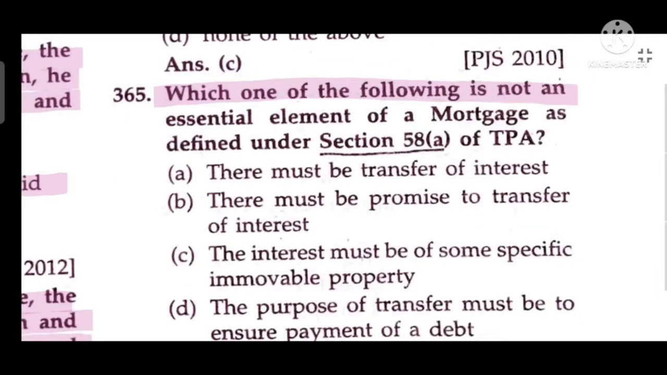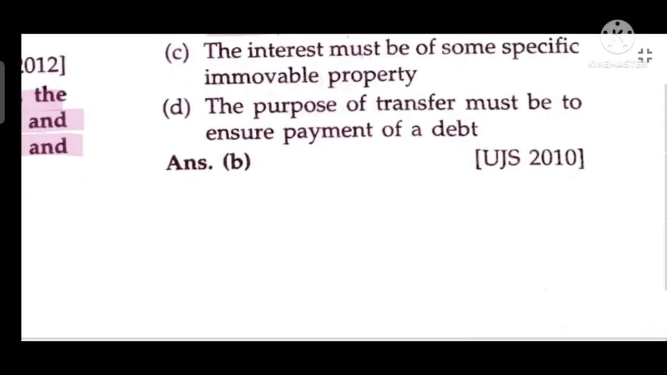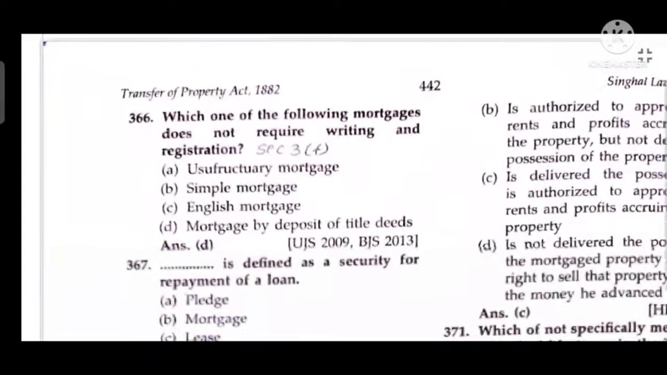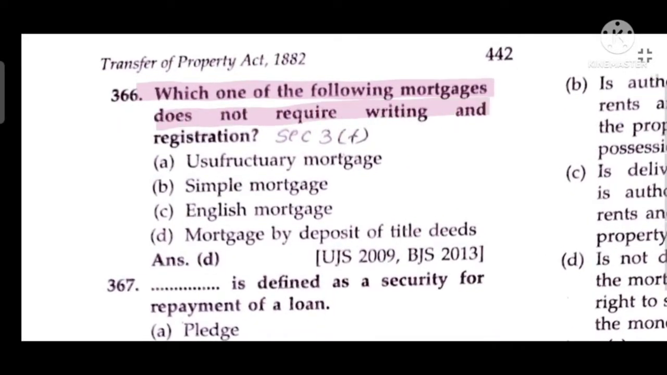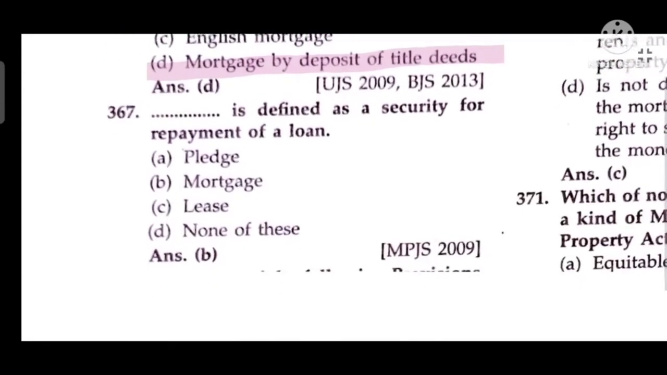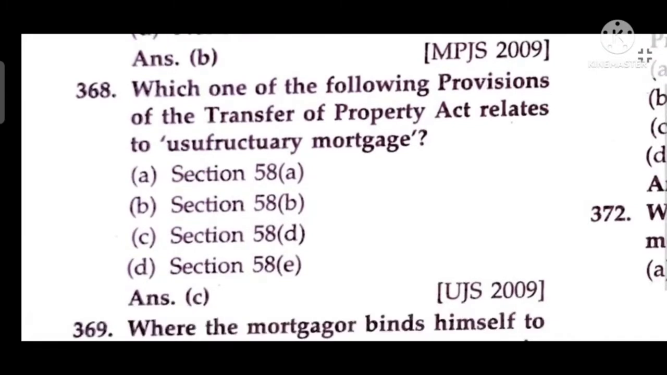Which one of the following is not an essential element of mortgage as defined under Section 58A of Transfer of Property Act? There must be a promise to transfer of interest. Which one of the following mortgages does not require writing and registration? Mortgage by deposit of title deed. Mortgage is defined as a security for repayment of loan. Which one of the following provisions of Transfer of Property Act is related to the usufructuary mortgage?